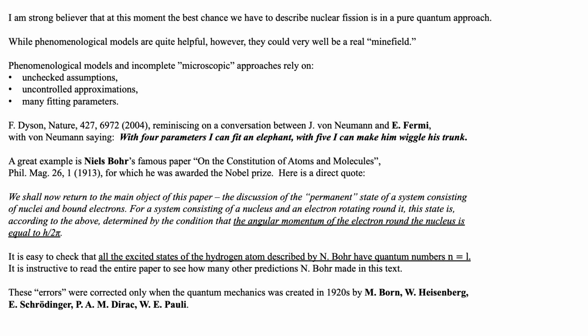Now, a great example of this is Niels Bohr's paper in 1913, for which he got a Nobel Prize. The conclusion of that paper is highlighted here in italics: the angular momentum of the electron around the nucleus is equal to h over 2 pi. Obviously, this is wrong. And the next wrong thing, all excited states he predicted have n equal to L. And you know what n and L are in the hydrogen atom. Obviously, this is what you do when you don't have a theory. And that was corrected later on by Born, Heisenberg, Schrödinger, Dirac, Pauli, and so on.